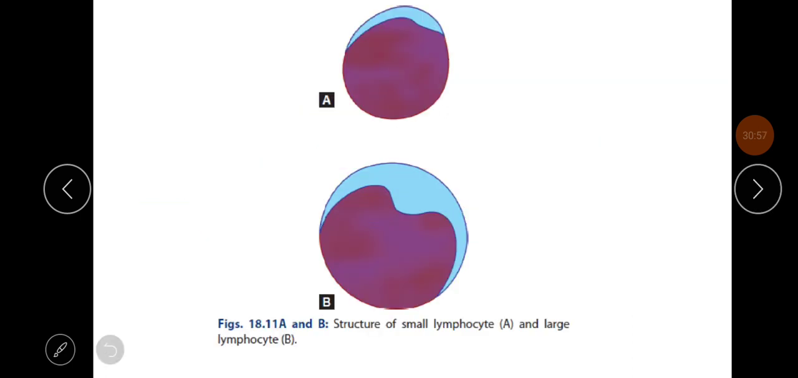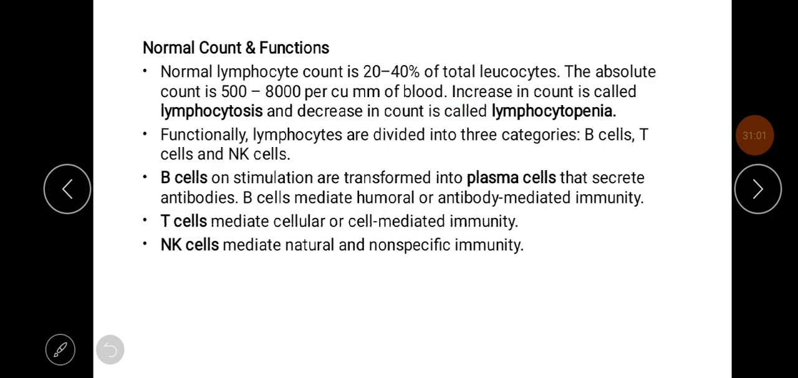This is the diagram of a small lymphocyte and the large lymphocyte. The normal lymphocyte count is around 20 to 40% of the total leukocytes. The absolute count is around 500 to 8,000 cells per cubic millimeter of blood. An increase in the count is called lymphocytosis, and a decrease in the count is called lymphocytopenia.